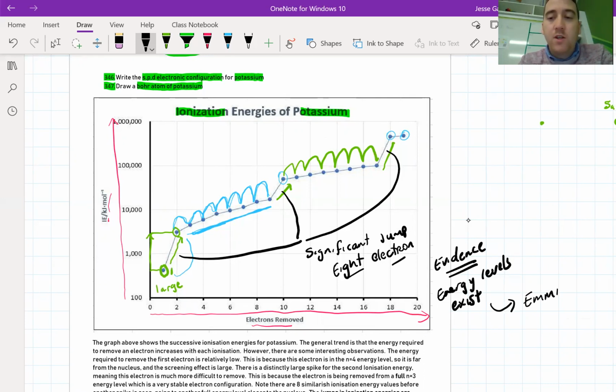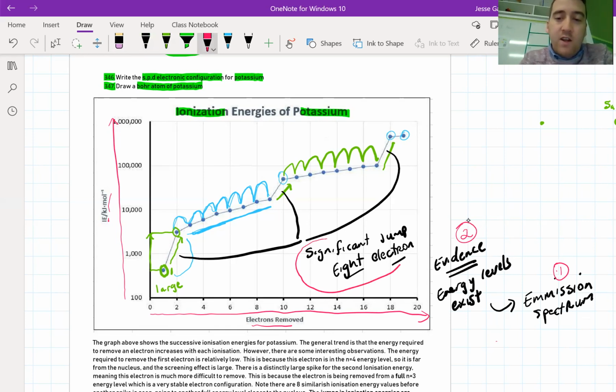So when Bohr used emission spectra, and the fact that emission spectra have specific frequencies, that's evidence that electrons can only be in certain places. They can only have certain energy values. And that's why you only get certain lines on emission spectra. So these are the 2 pieces of evidence that energy levels exist. The emission spectra is 1, and then these significant jumps in first ionization energies, every 8th electron removed, that is another piece of evidence.